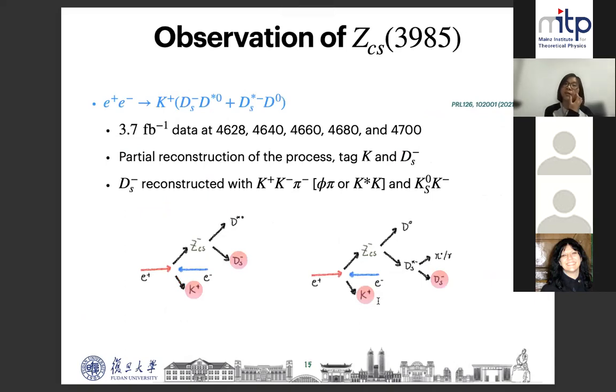And then I will go to the observation of the Zc 3985. The study has been performed using data samples taken above 4.6 GeV and using the final state of K Ds D star or K Ds star D0. A partial reconstruction of the process has been used, where only the bachelor kaon and the Ds have been tagged and reconstructed. The Ds is reconstructed with 2 modes, one to K K pi and the other to K short K, and the remaining particles in the final state are searched for using the recoil mass spectrum.